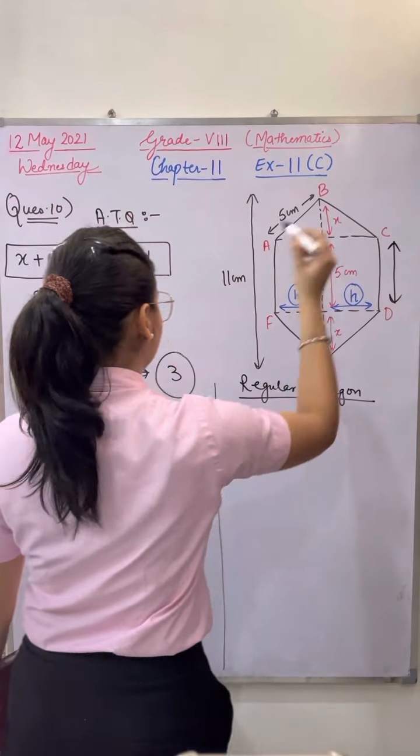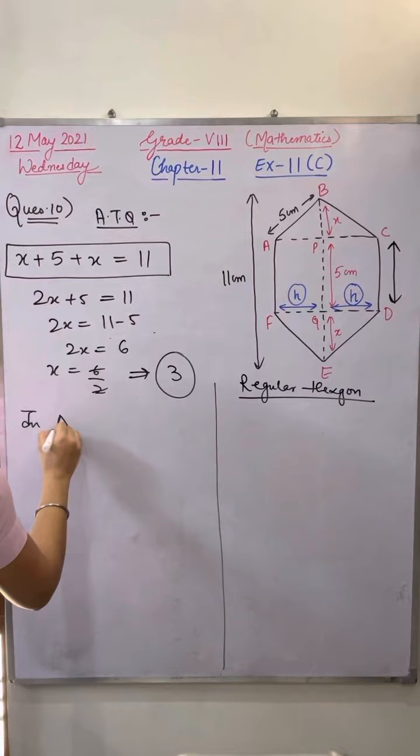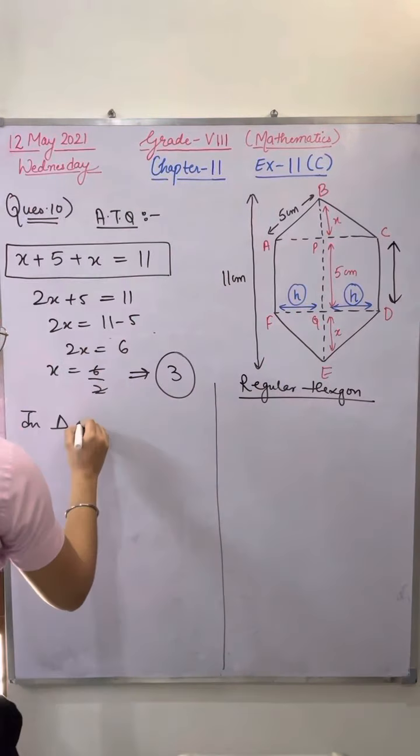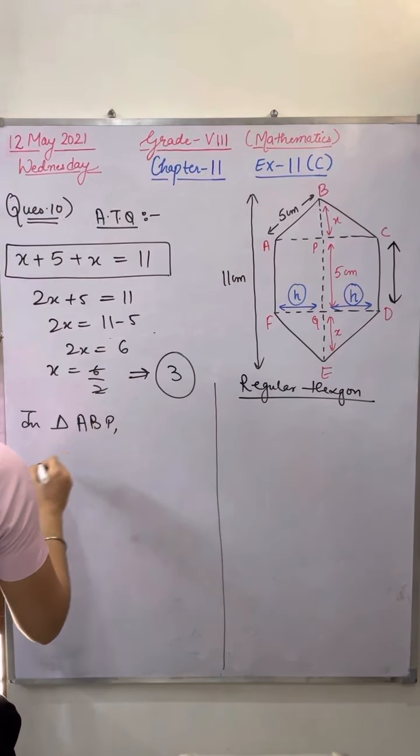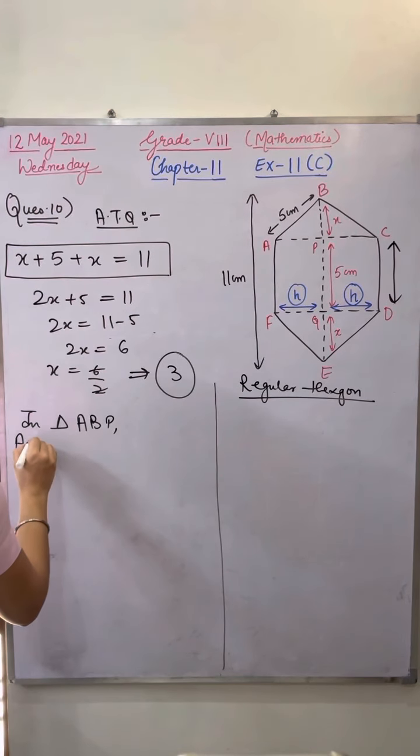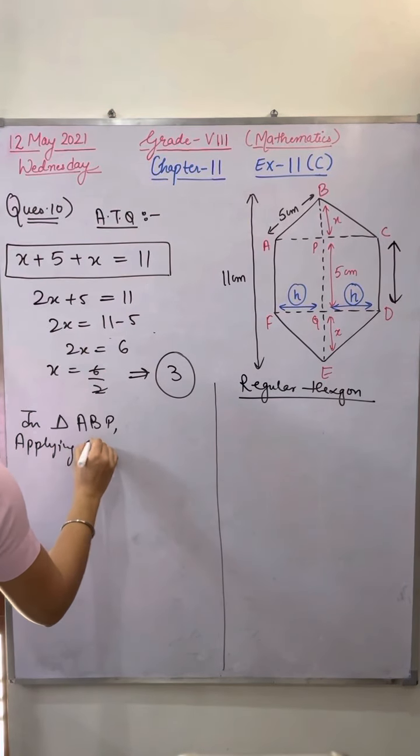Now you have to consider this triangle. In triangle ABP, you have to apply the Pythagoras theorem.